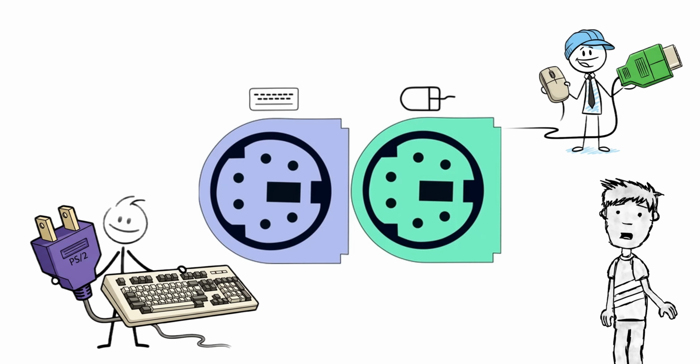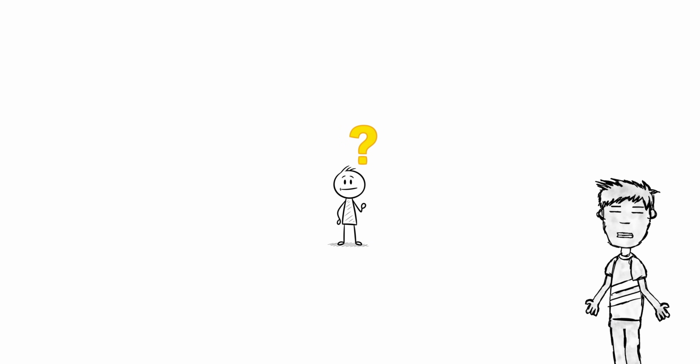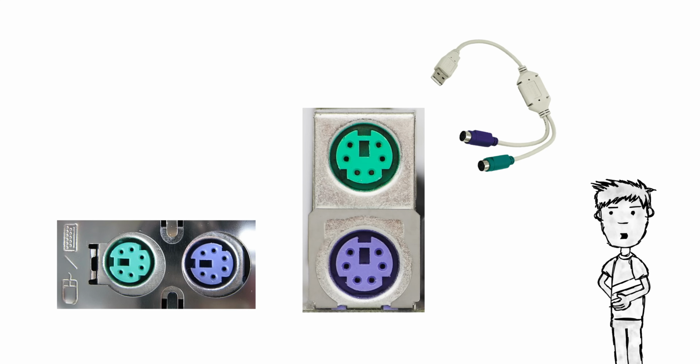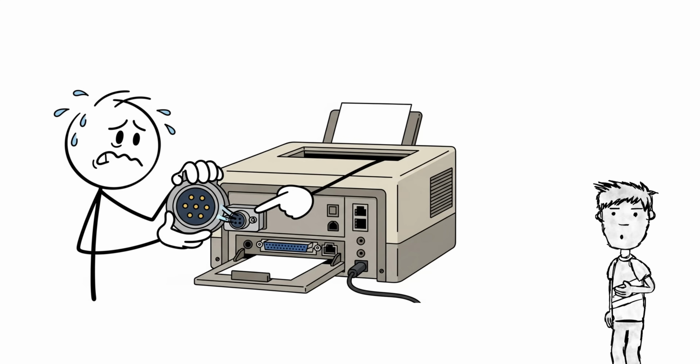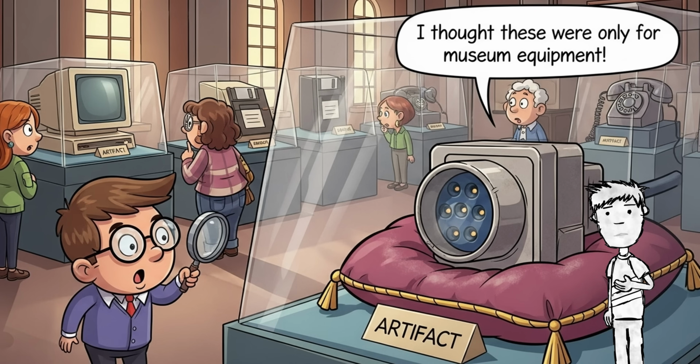Legacy Graveyard. PS/2 ports are the old round color-coded plugs. Purple for keyboard, green for mouse, that you might still find on some desktop computers. Serial and parallel ports are even older, long rectangular connectors once used for printers and lab equipment. For most people, these are just museum pieces.